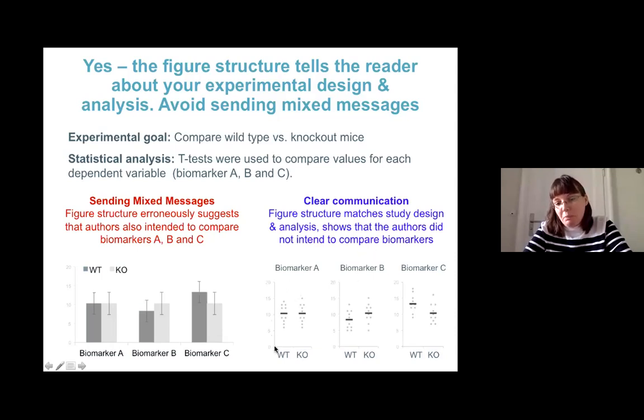So I simply separate out biomarker A, B, and C into different graphs. And these could be part of the same panel if I wanted to, but putting them on different graphs shows me that I only intended to compare the 2 types of mice, and I did not want to compare the biomarkers to each other. So now the graph structure matches the study design and the analysis strategy.